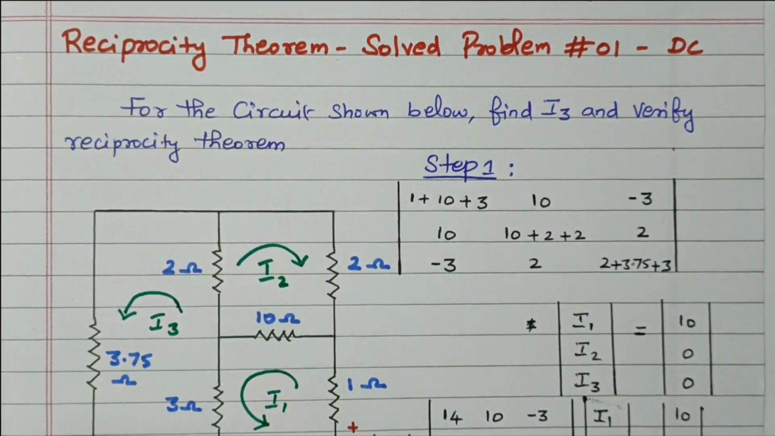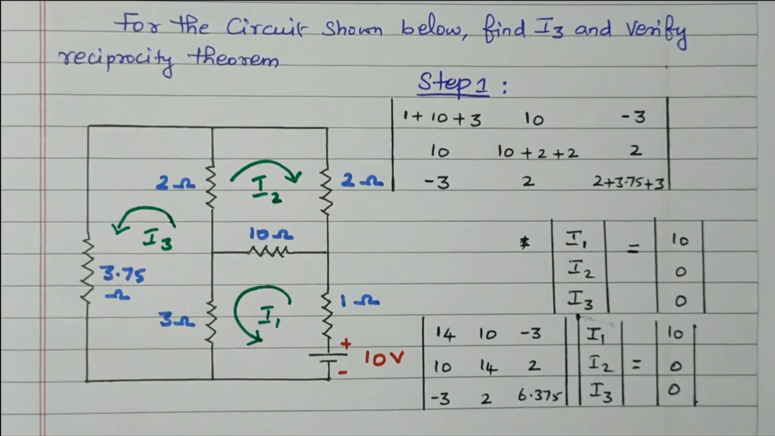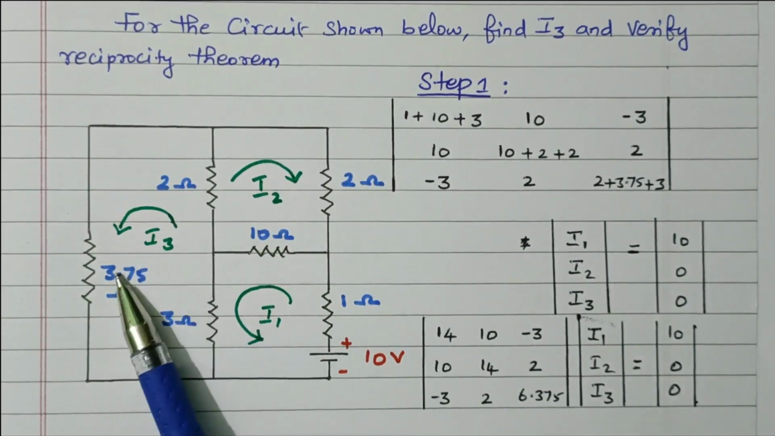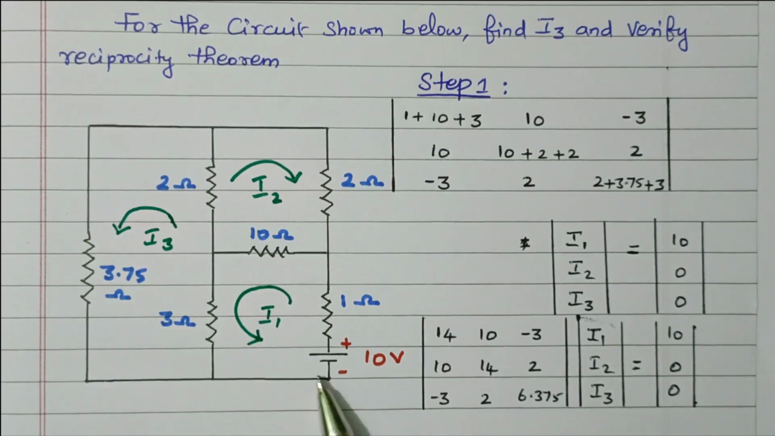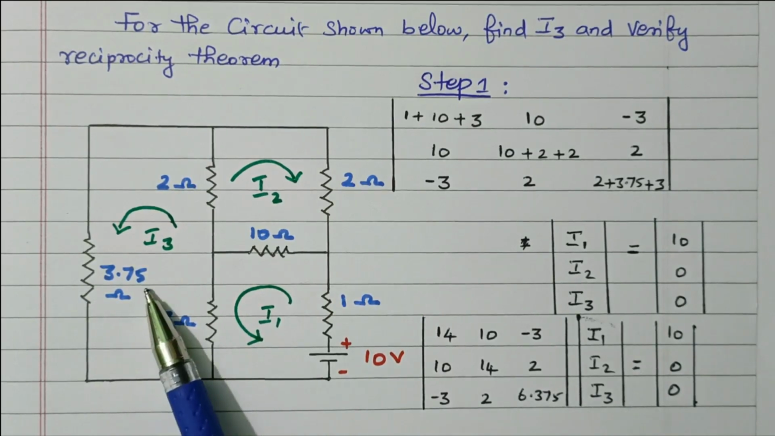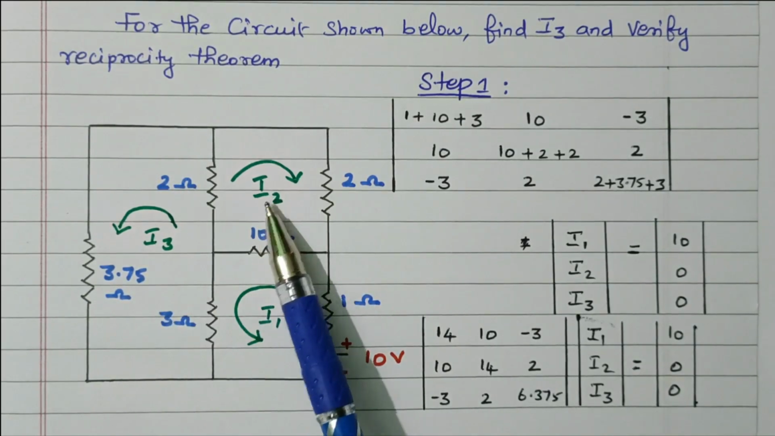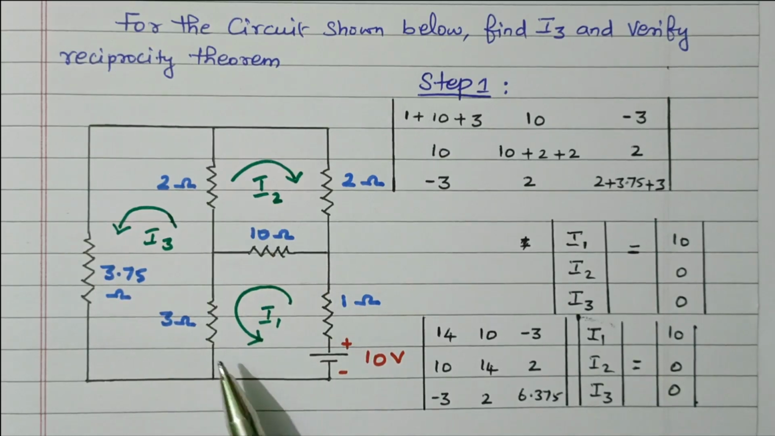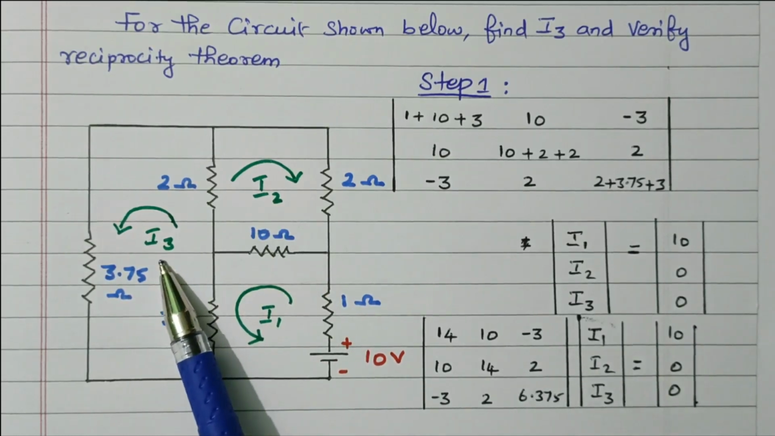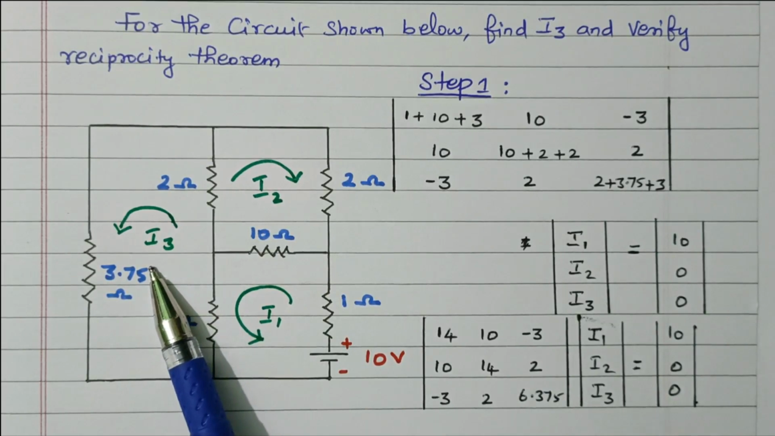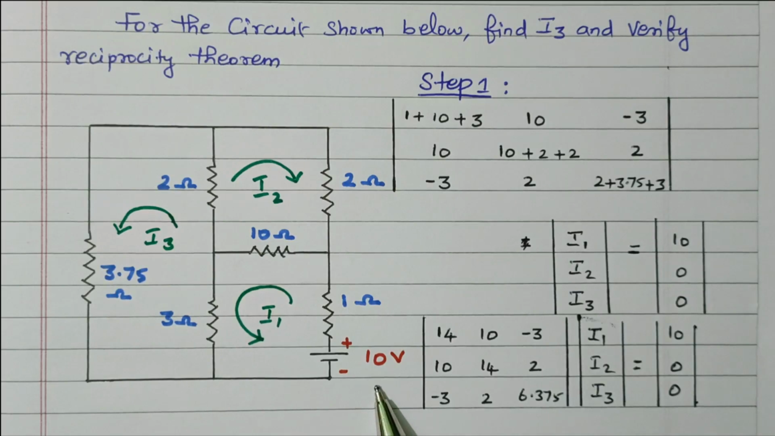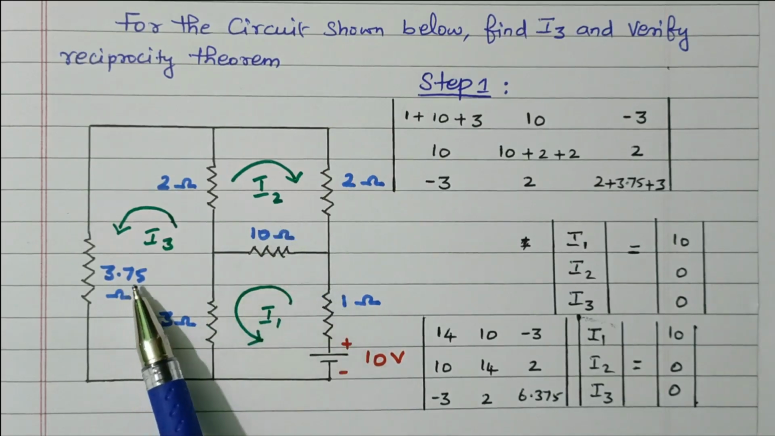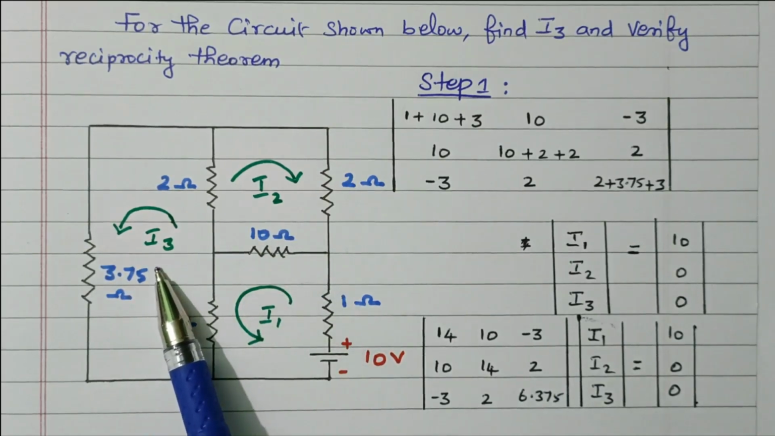So the circuit is given. In this circuit, we need to find the current I3. We can treat this as the load end. The source is available in branch 1. We can take this as branch 3 and this as branch 2. So the problem is to find the value of current I3 and also to verify the reciprocity theorem. This is the first branch containing the voltage source, the second branch, and this is the third branch, whose current we need to find.